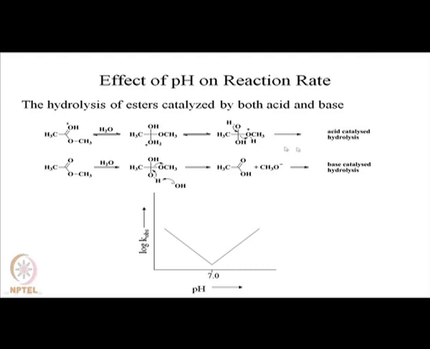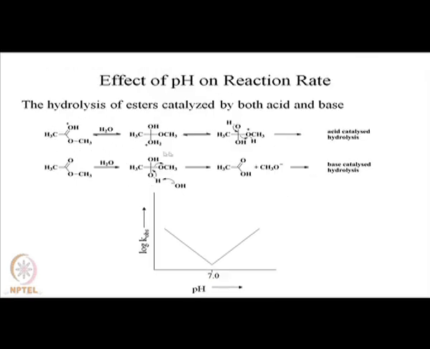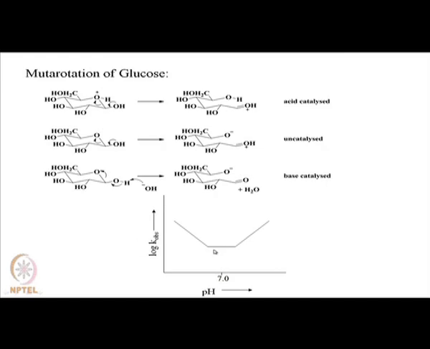In the same way, for the uncatalyzed reaction, there is one step that could happen over here, but it happens very slowly, because H plus and OH minus are less at pH 7. That is why the rate is minimum.